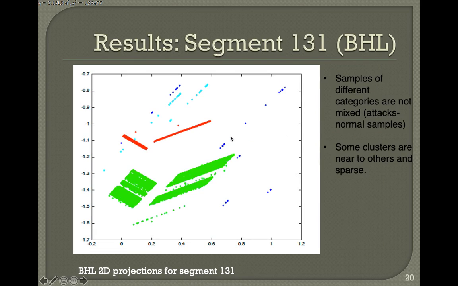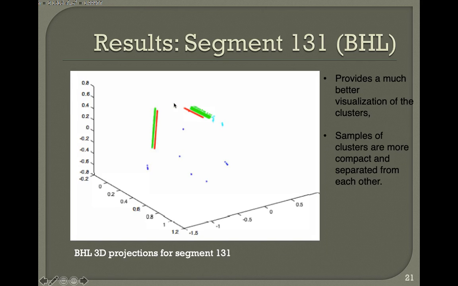However, in case of beta Hebbian learning, in spite of the samples in this projection being quite sparse, all of the attacks are separated. The normal behavior, the blue one, attack number 2, the red one, and this cyan, attack number 3. However, if we're projecting in three dimensions, the final result is clearer than the previous one, where groups are more compact and clearly separated from the normal behavior and the different types of attacks.